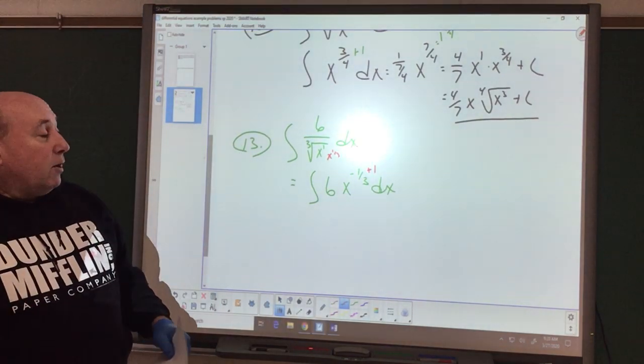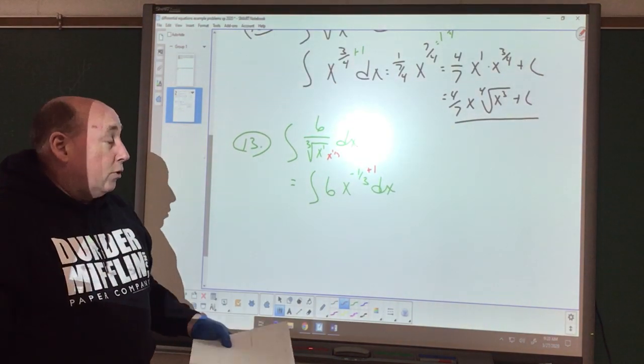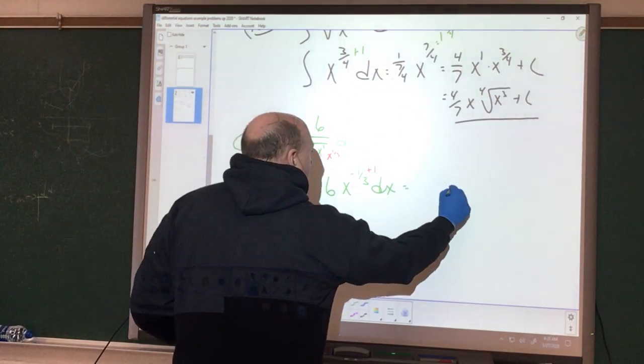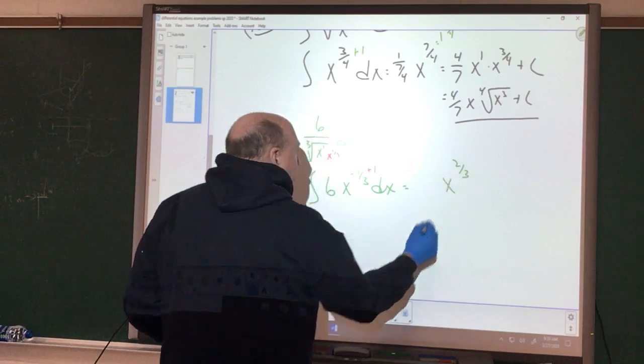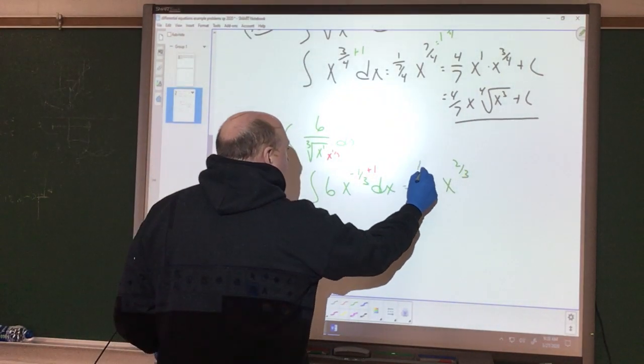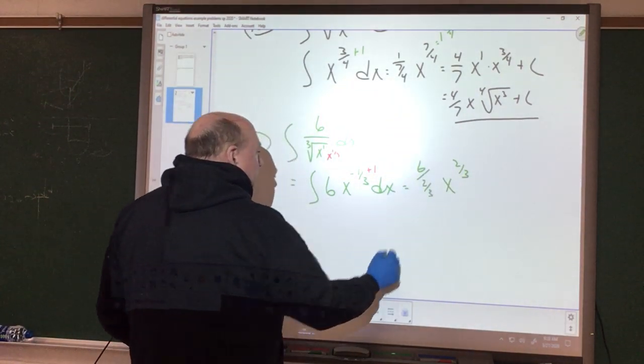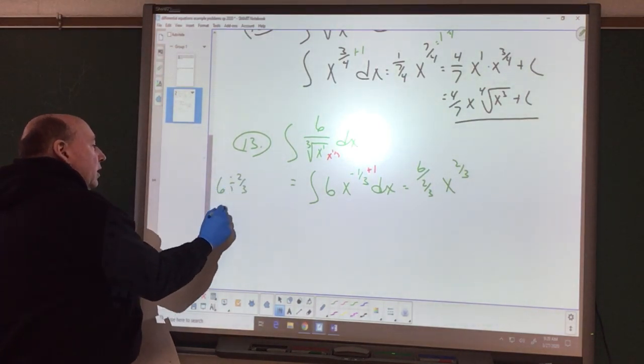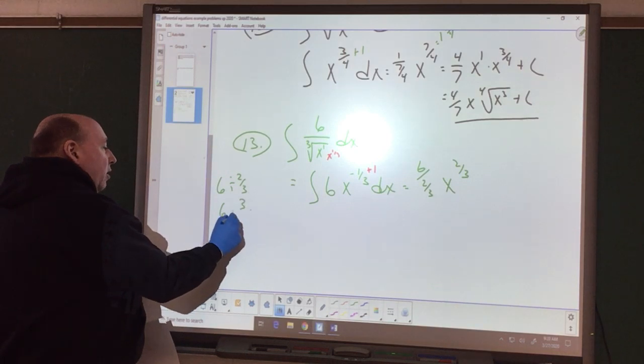Now, the nice thing about adding 1 is this takes us to 2/3. So we have x to the 2/3 power, and then we have 6 divided by the 2/3. Once again, 6 divided by 2/3 is 6 times 3/2.